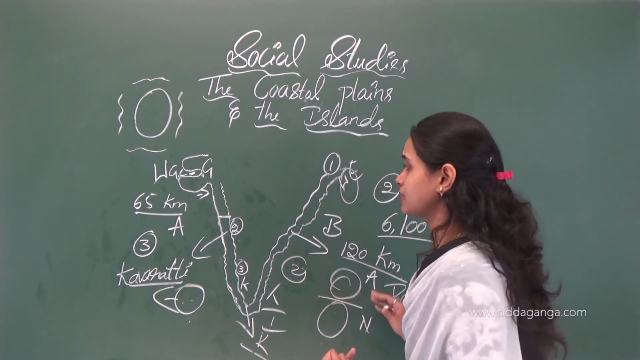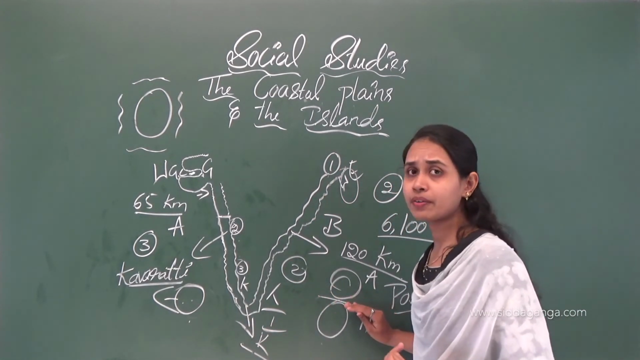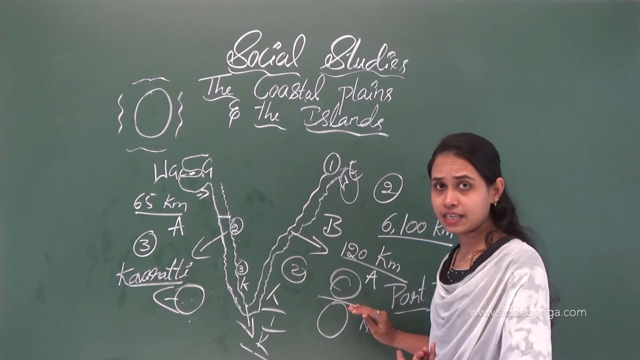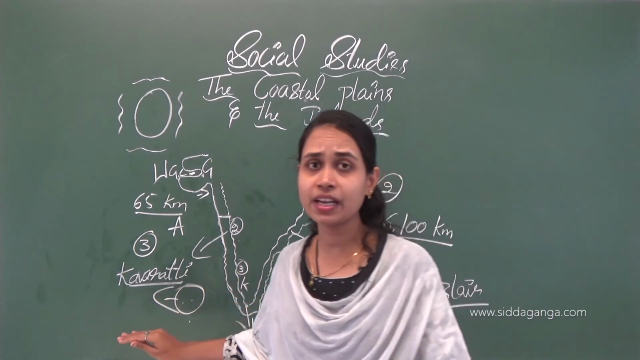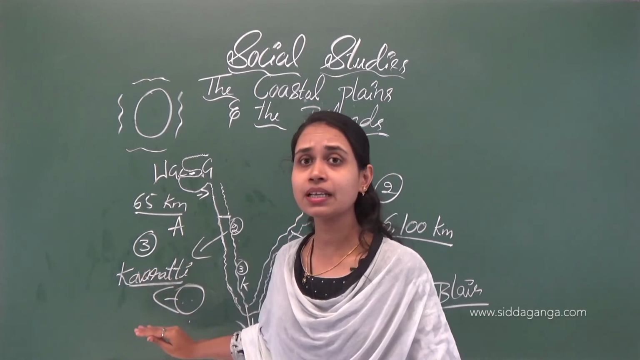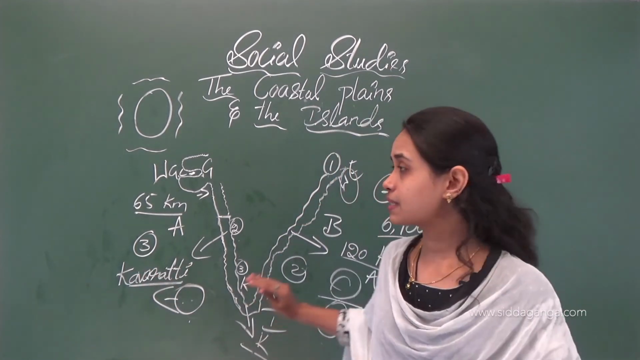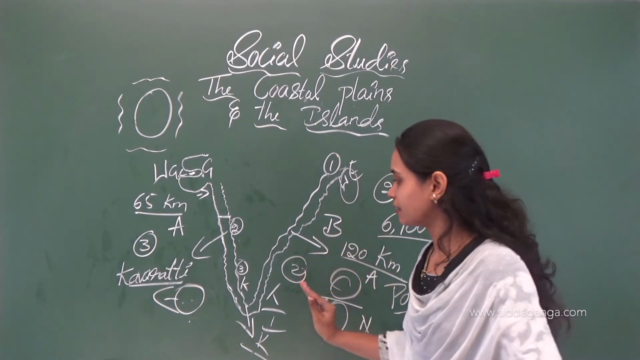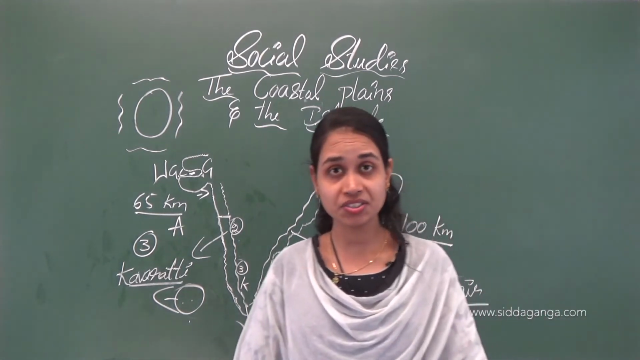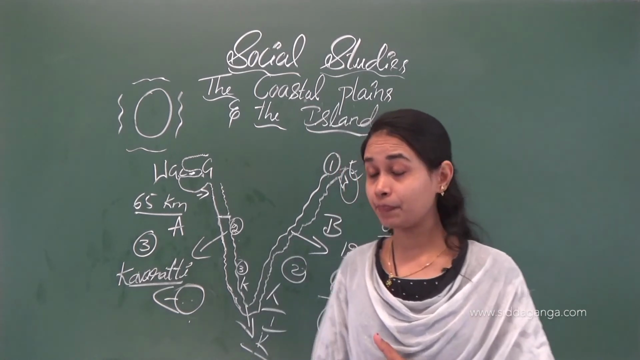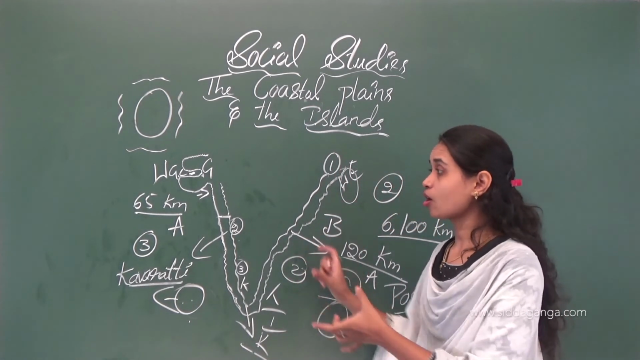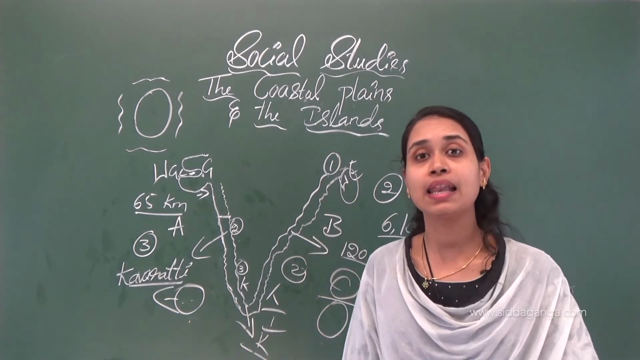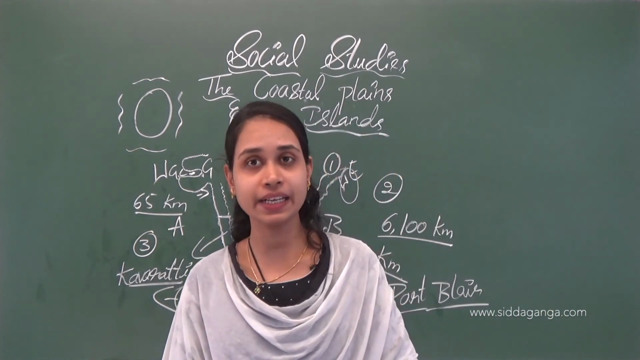Here we can see the islands also. Andaman and Nicobar we can see in the Bay of Bengal in the east part, and Lakshadweep Island we can see in the Arabian Sea. So this is all about our coastal plains and islands. Okay, I hope you all understand this. So this is all about the coastal lines of our India.